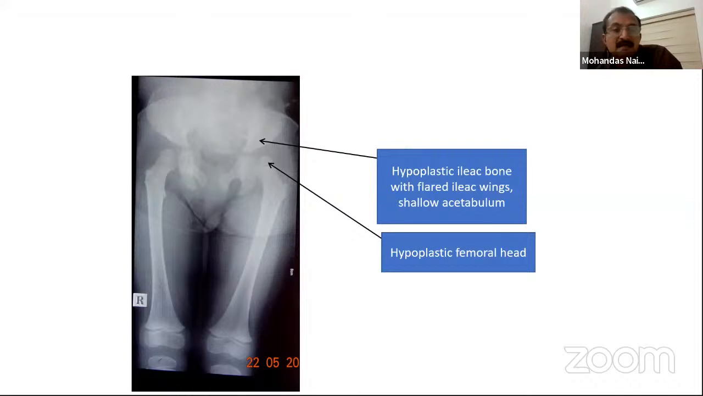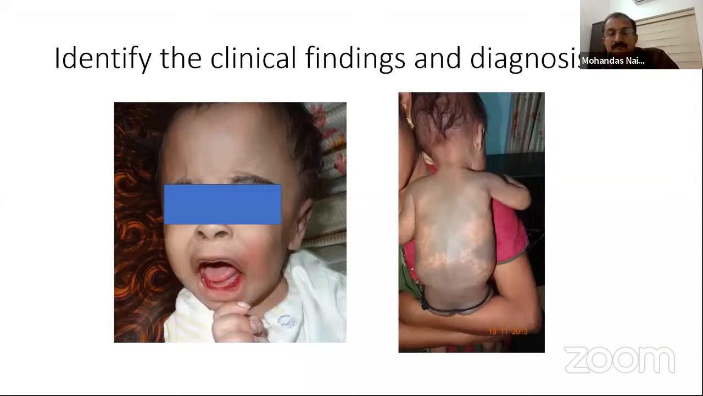And you can see the flaring of the iliac wings, and the iliac bone is actually hypoplastic. The iliac wings are flared, the iliac bone is hypoplastic, and there is a shallow acetabulum. And the femoral head also is hypoplastic.